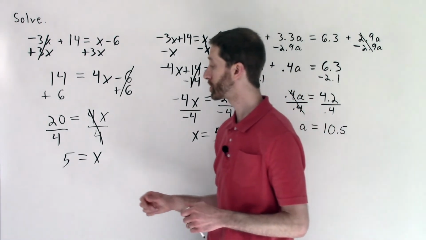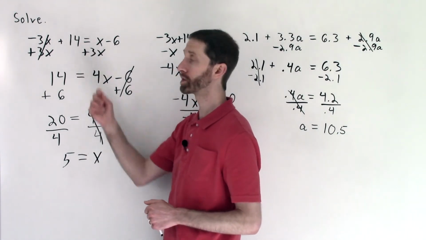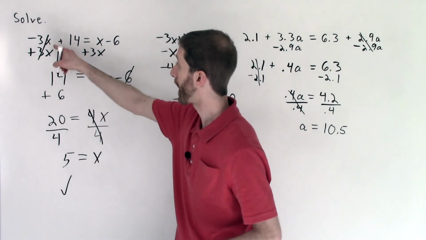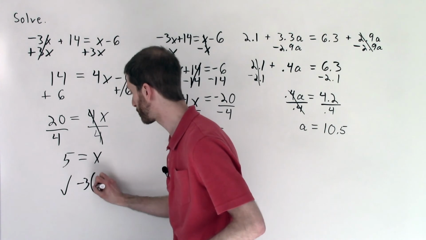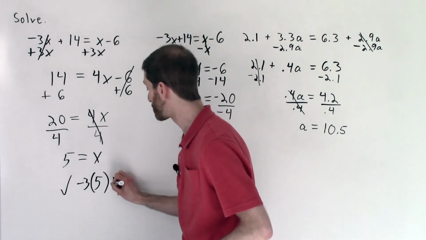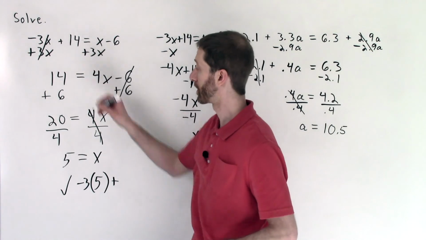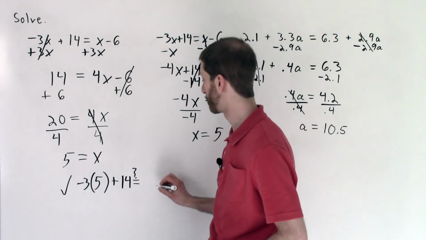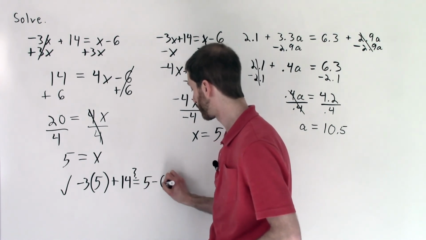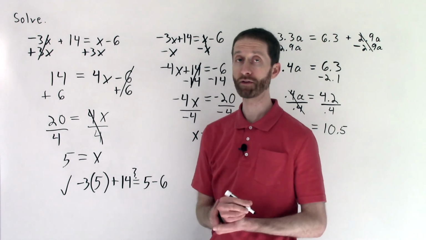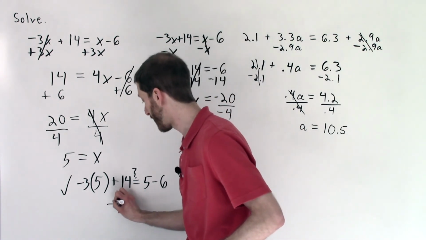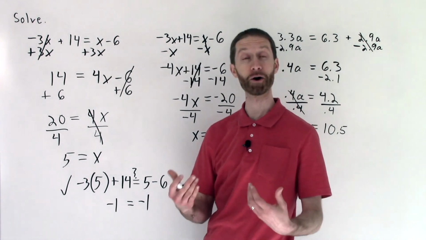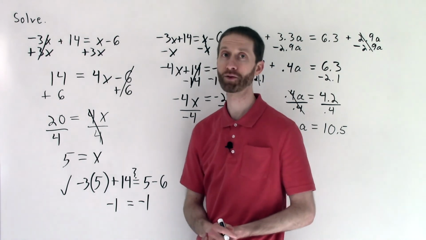As always, to check your solutions, you can take your answer and plug it into the original equation and you will get a true statement. So I'll do that now. I can take x equals 5 and put it into negative 3 times x, or negative 3 times 5. As always, that x is an empty holding tank that I'm plugging in 5 for, plus 14. And the question mark means, is it equal to x, which is 5, minus 6? Well, negative 3 times 5 is negative 15. Plus 14 is negative 1. And 5 minus 6 is negative 1, which is a true statement. So we know that our answer of x equals 5 works.